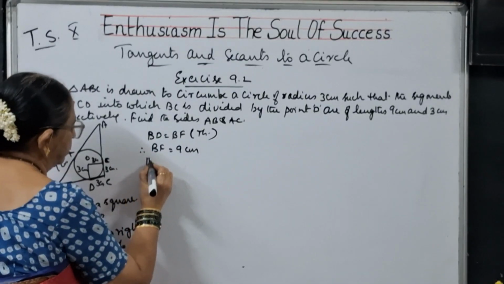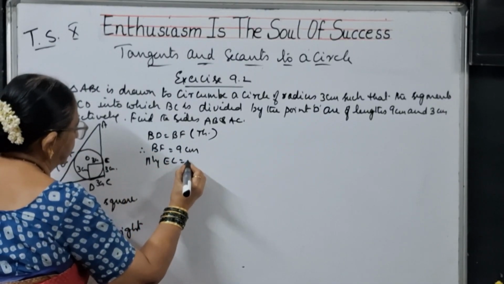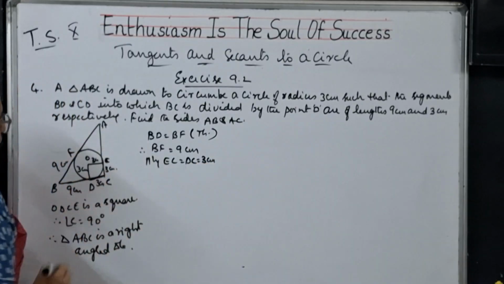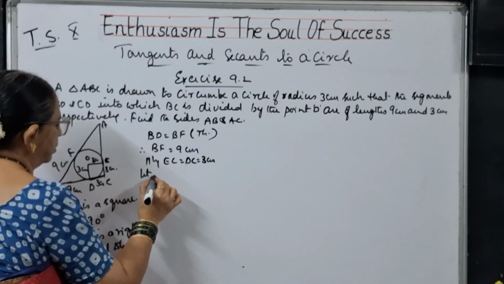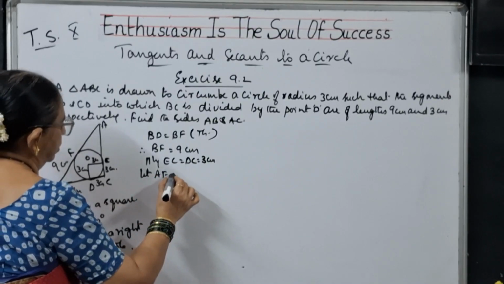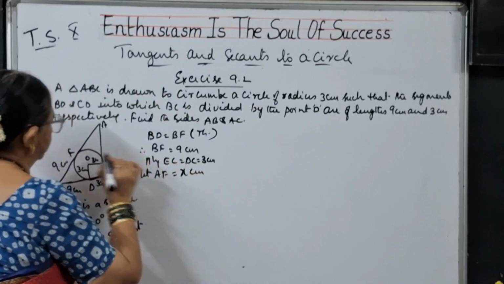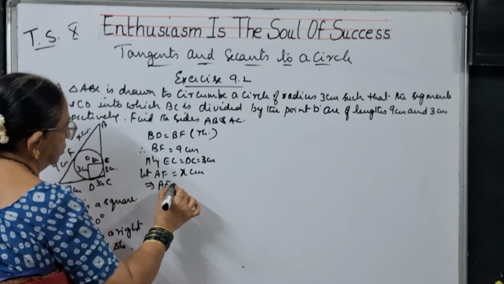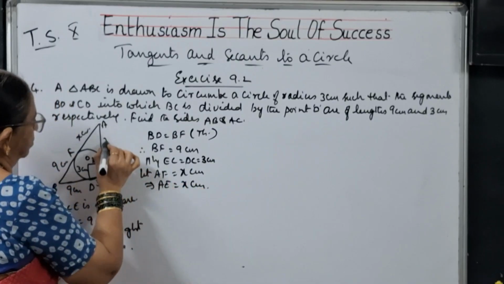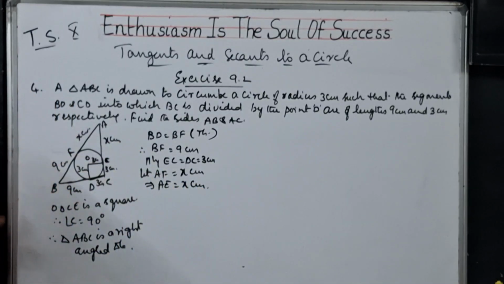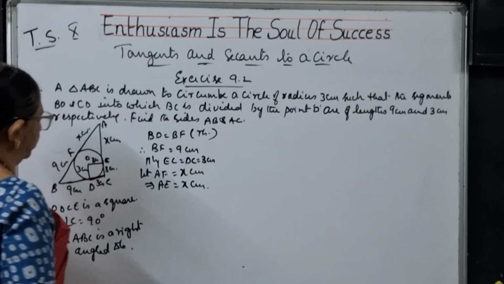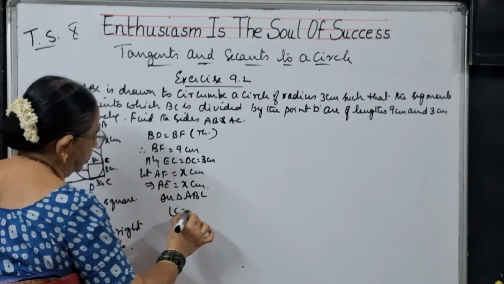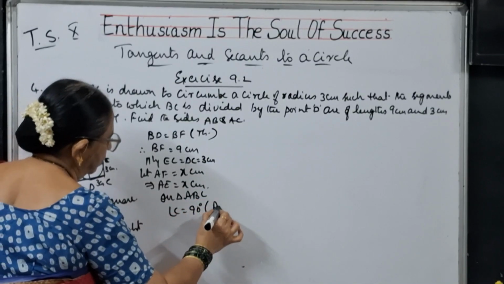Similarly, EC is also equal to DC, that is 3 centimeters. Already I have written here. Now let AF be equal to x centimeters. You consider AF as x centimeters. This implies AE is also x centimeters. Okay, now you have got triangles. Now we know that in triangle ABC, angle C is 90 degrees. Just now we have proved it.